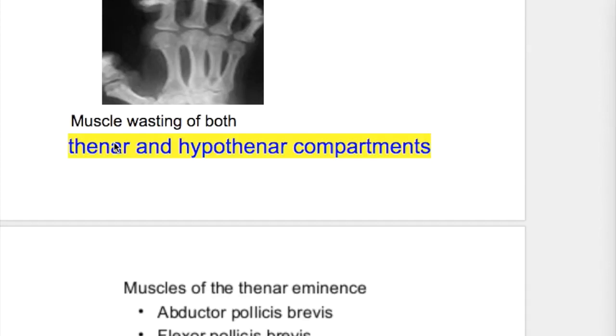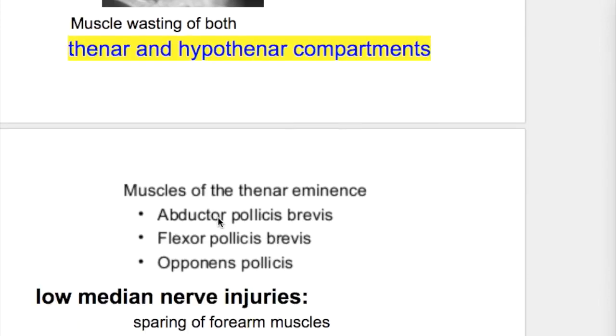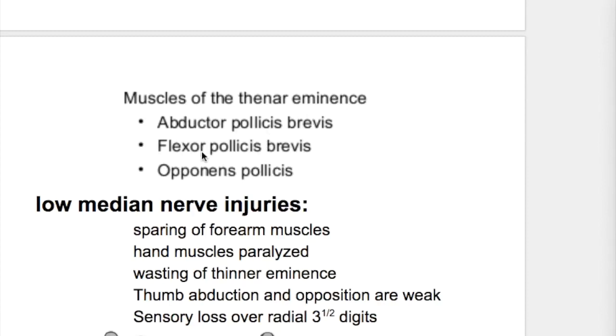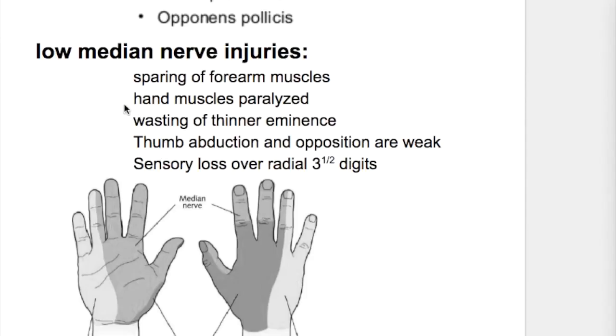In combined ulnar and median nerve palsy, there is wasting of both thenar and hypothenar compartments. Ulnar nerve supplies the hypothenar compartment and median nerve supplies the thenar compartment. So what are the muscles of the thenar compartment? Abductor pollicis brevis, flexor pollicis brevis, and opponens pollicis. Let's discuss the low median nerve injury. There is a sparing of the forearm muscles. The hand muscles are paralyzed.